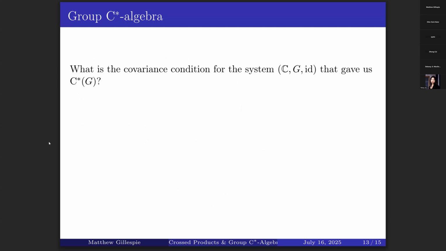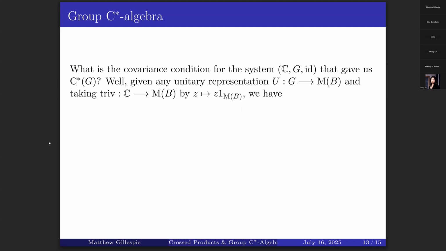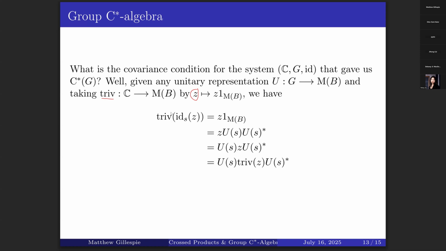Let's break down what it actually means by looking at the equation. Let's take any unitary representation U of G, and I'm going to denote by TRIV the trivial representation of C into the multipliers, which takes a complex number Z and sends it to Z times the unit in the multiplier algebra. With this representation and U, we can check that if I apply the identity action to Z, that does nothing to Z, and then I apply the trivial representation to Z, that gives me just Z times 1 by above.